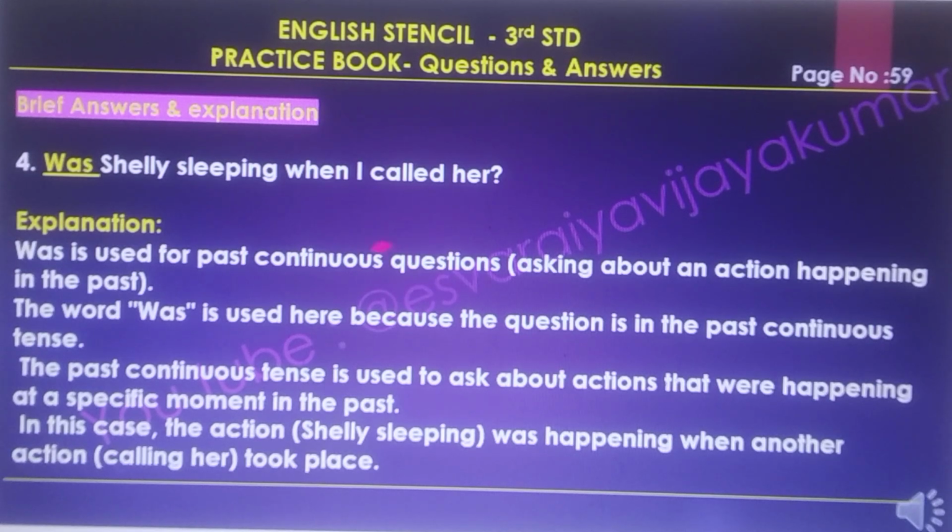Was Shelley sleeping when I called her? Explanations. Was is used for past continuous questions asking about an action happening in the past. The word was is used here because the question is in the past continuous tense. The past continuous tense is used to ask about actions that were happening at a specific moment in the past. In this case, the action Shelley sleeping was happening when another action, calling her, took place.